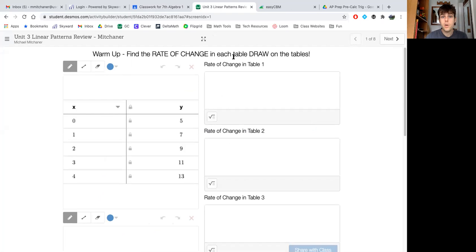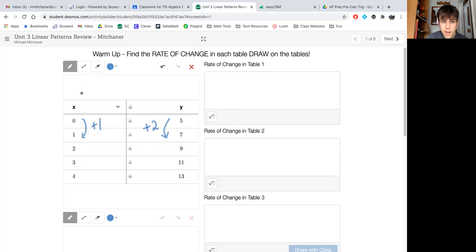So here's a warm-up. We're going to find the rate of change in each table. I want you to make sure to draw on these tables to show your work. That's going to be especially important on the test to show me what your thinking is. Remember, rate of change is the change in y divided by the change in x. So we want to look and see how the y values are changing. They're going from 5 to 7 to 9 to 11 to 13. That looks like it's constantly increasing by 2. That's our change in y. And then our change in x is 0, 1, 2, 3, 4. That's just an increase of 1.